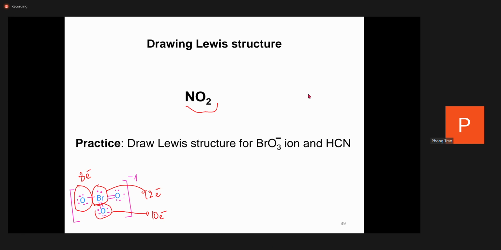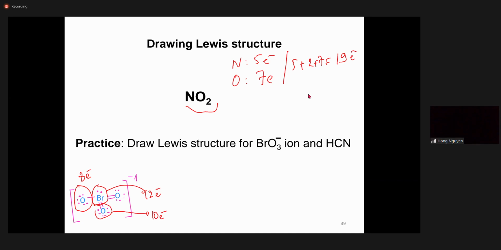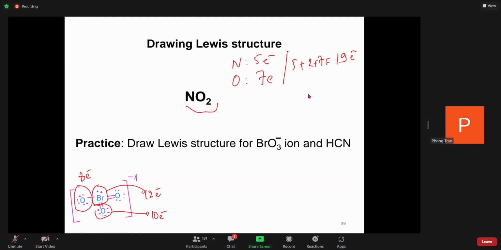So let's say the nitrogen has 5 electrons, right? Oxygen, you have 7 electrons. So in total, this molecule has 5 plus 2 times 7 electrons. And you know that nitrogen has lower electronegativity compared with oxygen. So first you put nitrogen, and then you put the oxygens around it, and you try to make single bonds first. And you know that one single bond equals 2 electrons.